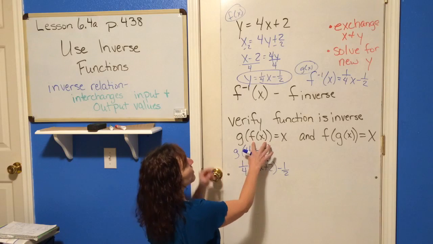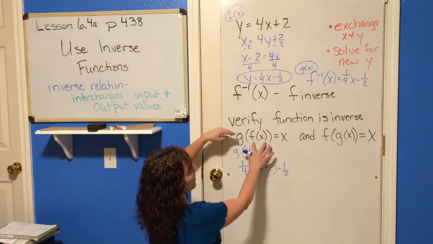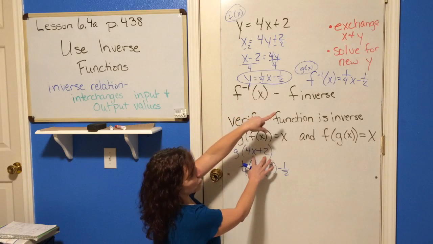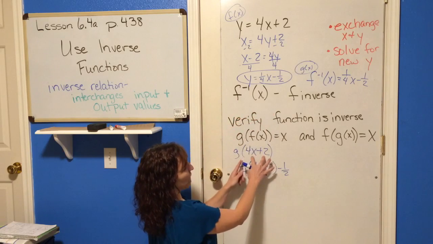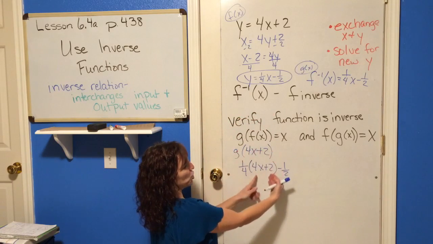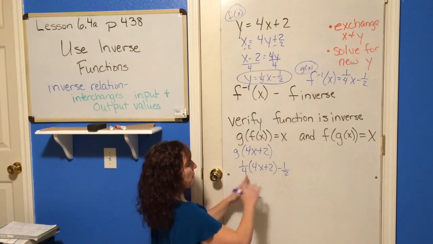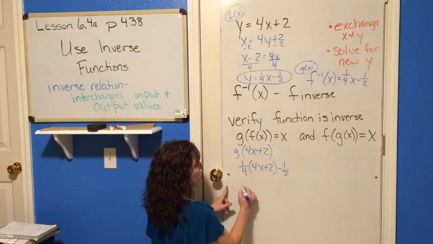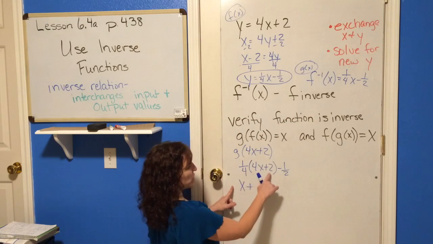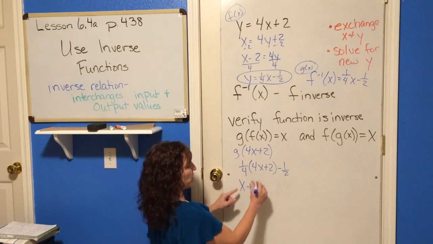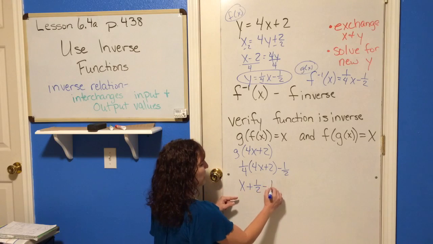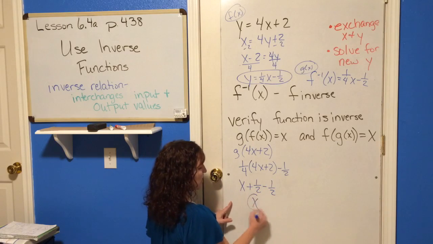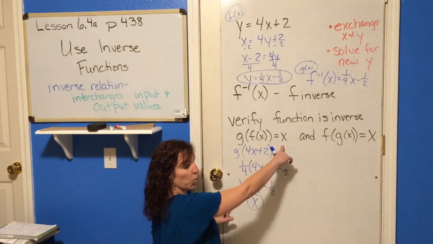So I chose f of x is that first function, and I put it in for f of x, and now I'm taking g, or the inverse function, and I'm plugging in this whole 4x plus 2 where the x was. And now simply work it out. So 1/4 times 4 is 1, so that's x, plus 2 times 1/4 is 1/2, minus 1/2. x plus 1/2 minus 1/2 is x, which is what I want it to equal.